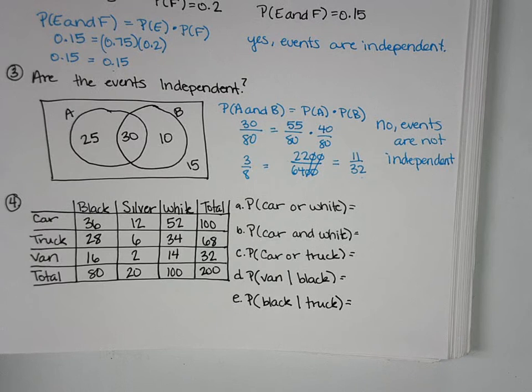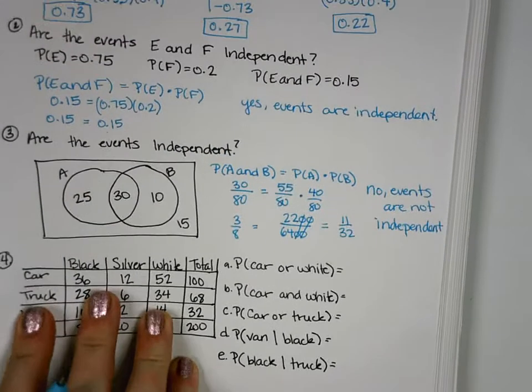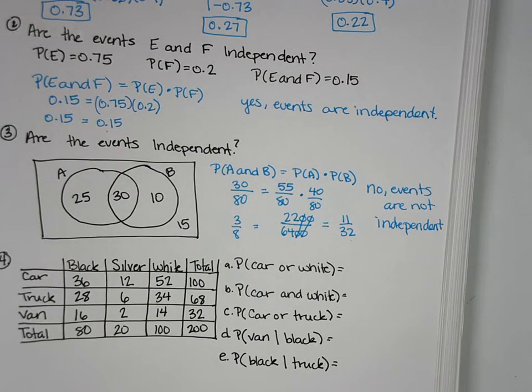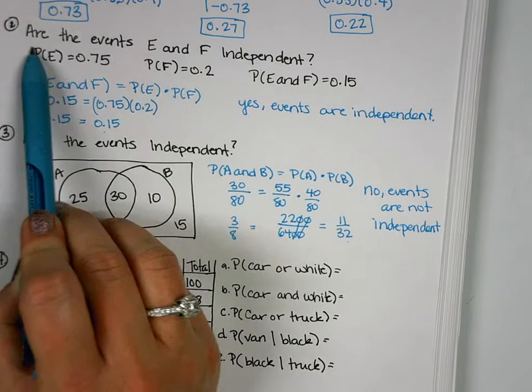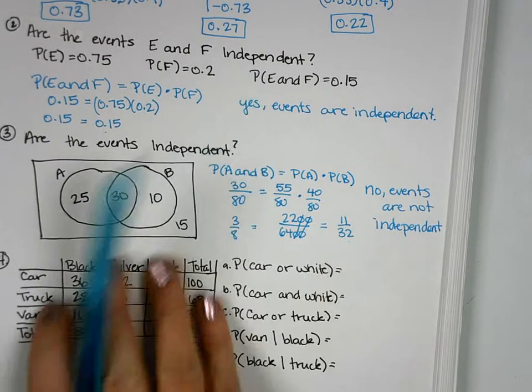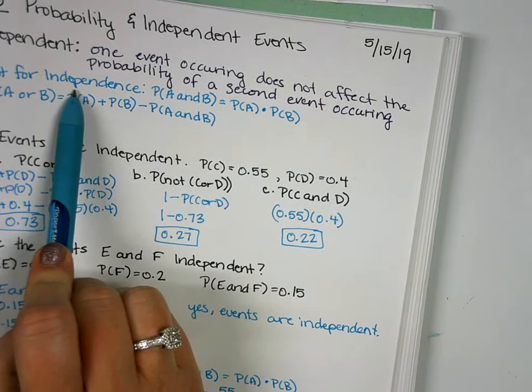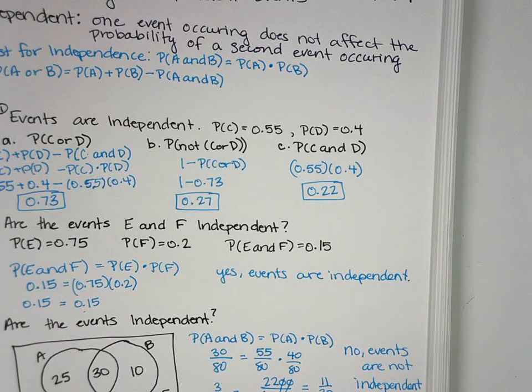On number 2, how would you know which one to use, which of the three formulas? Because it's asking, are they independent? I'm going to use the test for independence. So if that's what you're trying to figure out, you're going to use that test.